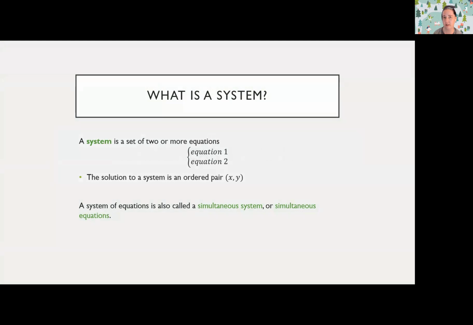We indicate that we have a system by using these curly braces surrounding the equations. And generally, they're X and Y values, so you're looking for an ordered pair. That's a two variable system where you've got X and Y, so you generally want two equations to solve a two variable system. If you're in engineering, this is often called a simultaneous system or simultaneous equations versus just a system of equations.